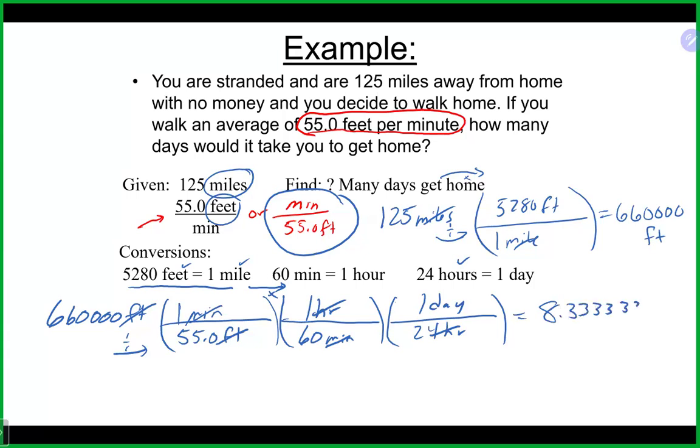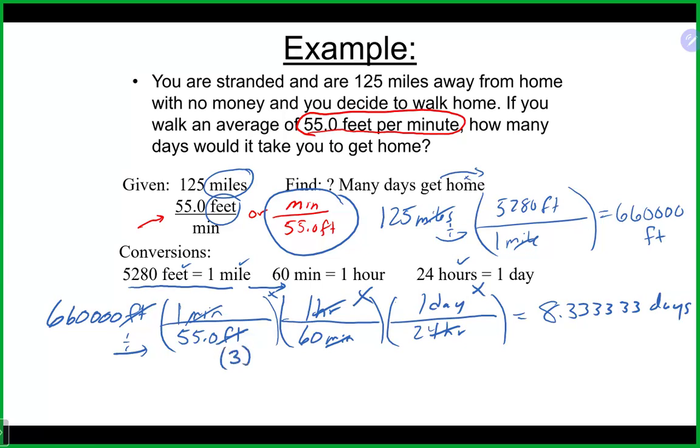8.333, a bunch of threes, days. All right. Now we need to figure out sig figs, where we should go. Obviously here, this is an exact number, so we don't have to worry about it. That's an exact, we don't have to worry about it. That 55 feet per minute is a conversion factor that was given to us in the problem. We do need to look at it.